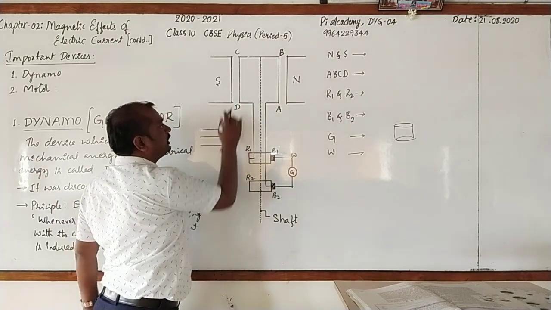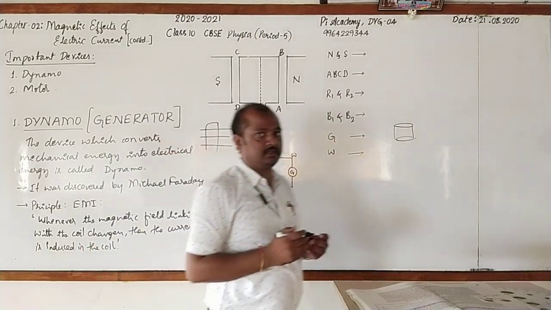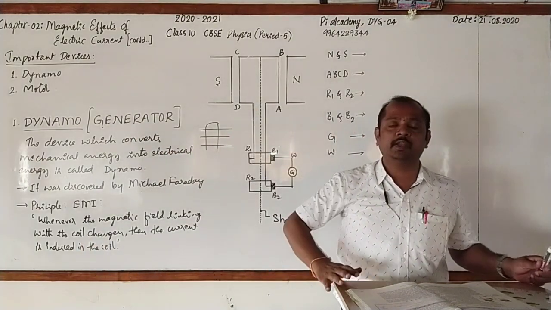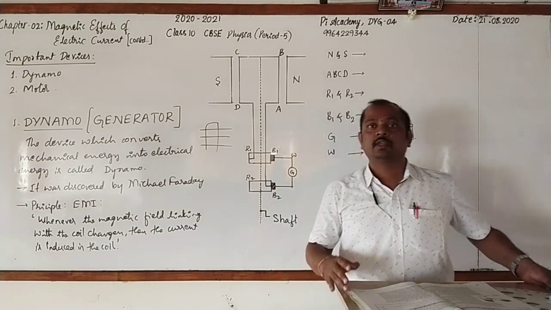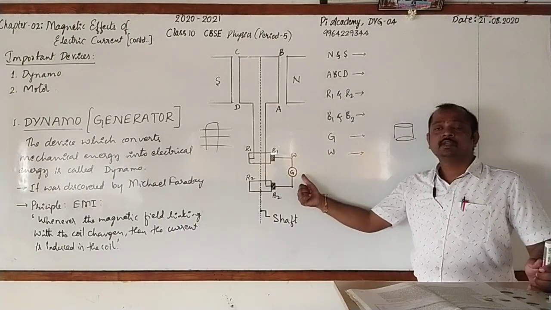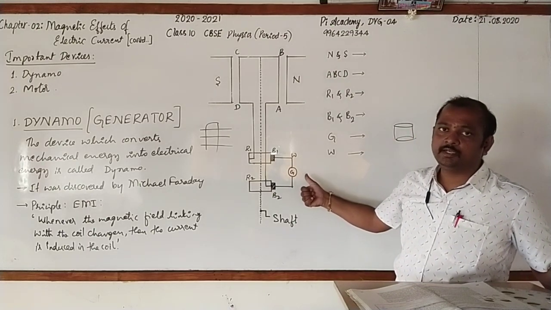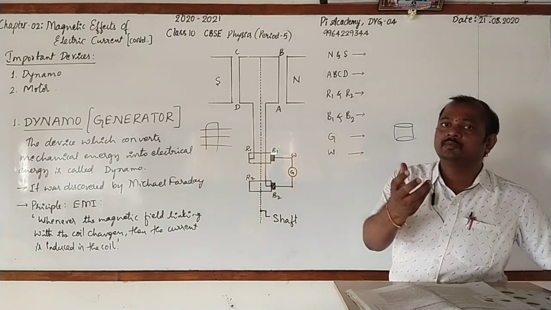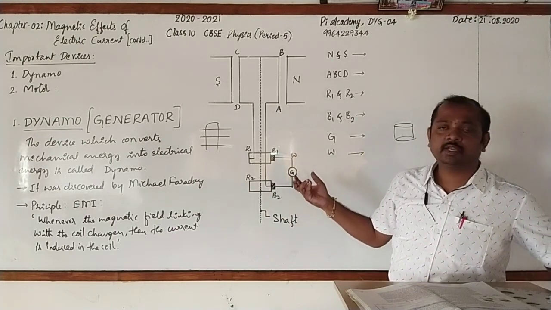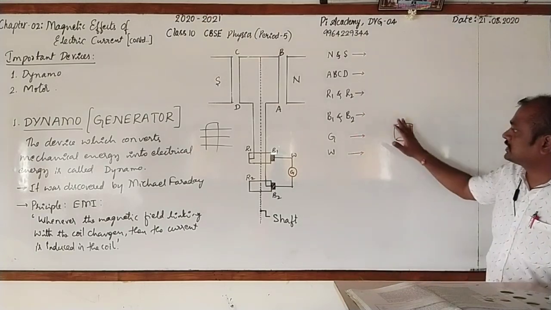Look here, by rotating the coil, these lines of force are cut. When they cut, the magnetic field changes. When the magnetic field changes, current is induced. That induced current can be seen here. Even you may go for using an LED bulb also, because when the bulb glows, you can decide that current is induced. Clear?